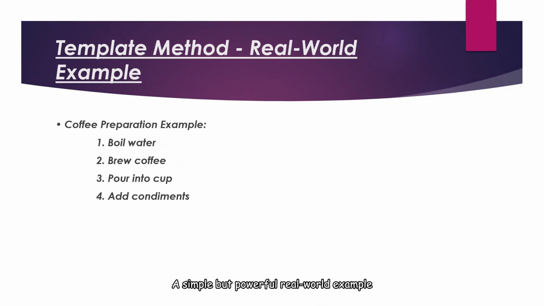A simple but powerful real-world example is making coffee or tea. The process looks like this. First, you boil water, then brew the drink, pour it into a cup, and finally you add condiments. While brewing coffee and tea involve different processes, steeping tea leaves versus dripping ground coffee, the high-level steps remain exactly the same. That's the essence of the template method. Fix the structure, allow flexibility where needed.